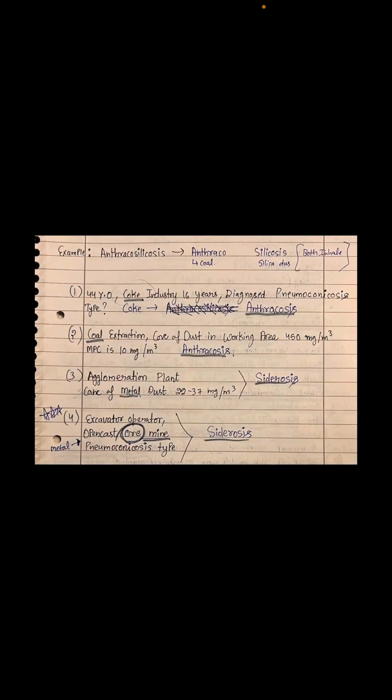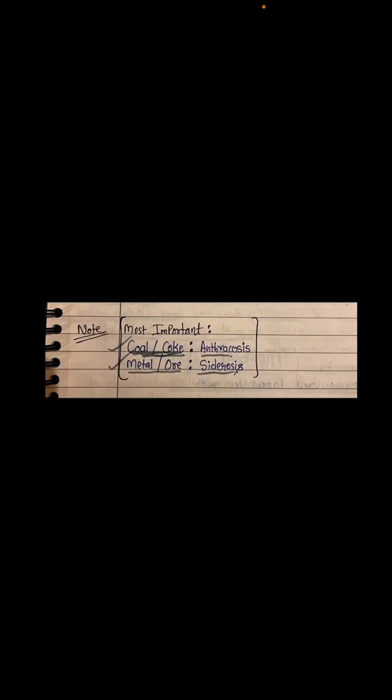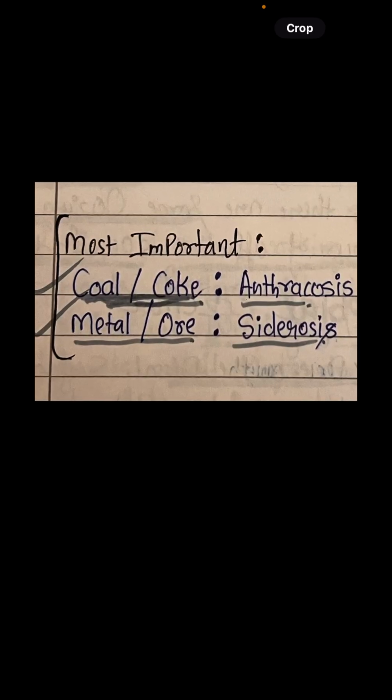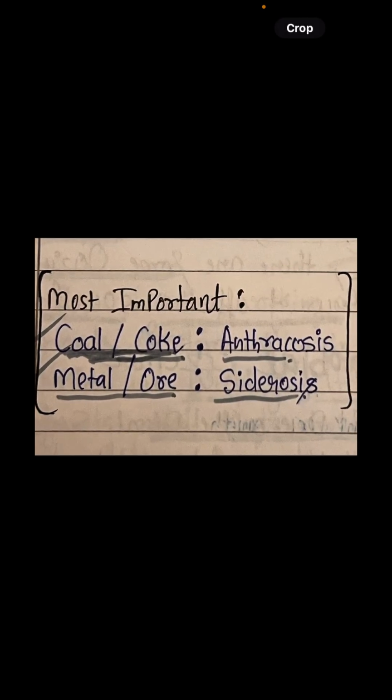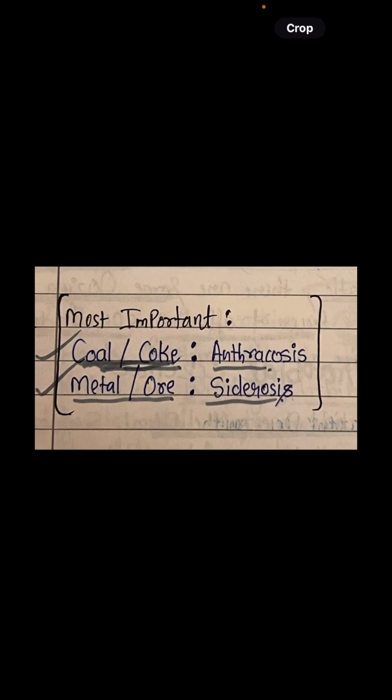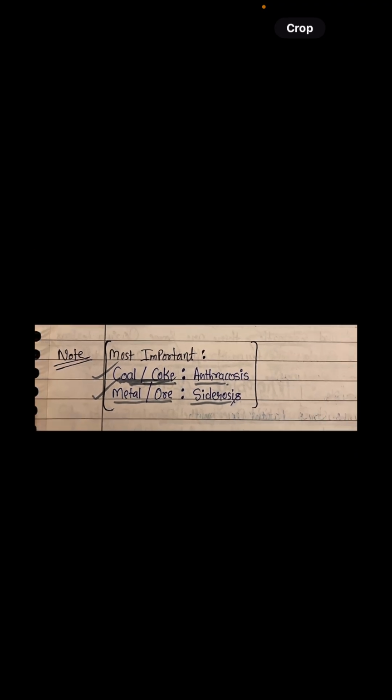So a lot of things are there. If you cannot remember all of them, let's see the most important thing on which the question has been asked again and again. For coal we remember anthracosis, for metal or ore we remember siderosis. If you cannot remember all of the things, just remember this most important one. I have also provided a table to summarize all of the things, in case you want to remember all of them, not just the important ones.